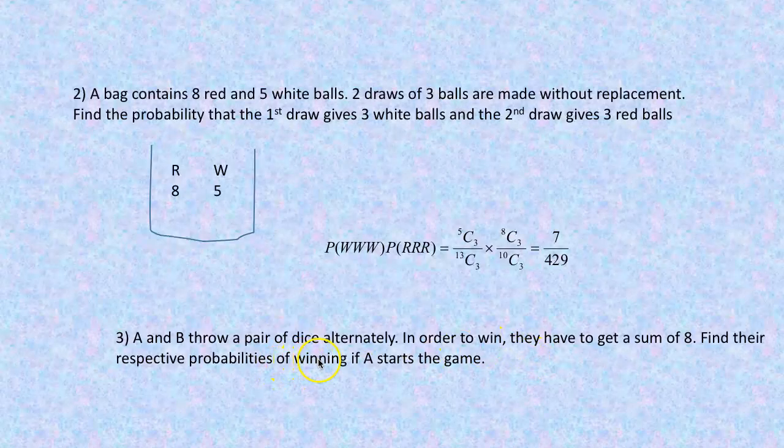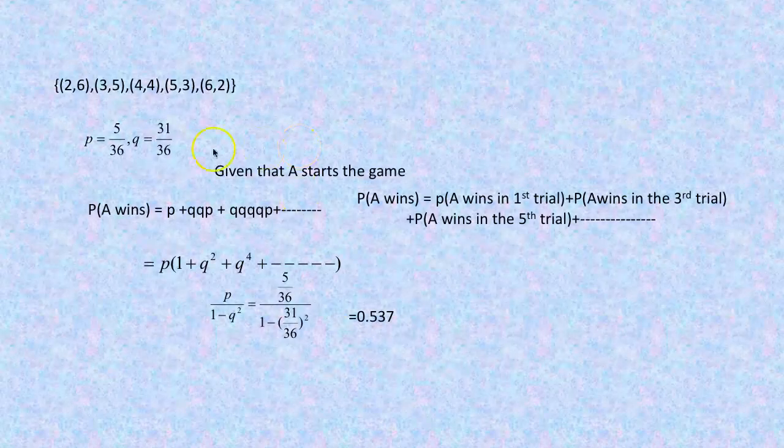Next question. A and B throw a pair of dice alternately. In order to win, they have to get a sum of 8. Find their respective probabilities of winning if A starts the game. To get a sum of 8, we can have these possibilities, that is 2, 6; 3, 5; 4, 4; 5, 3; and 6, 2. There are 5 in all, and when 2 dice are rolled, there are 36 possibilities. So P, which is success, is 5 by 36, and Q, which is failure, which is 1 minus P, is 31 by 36.